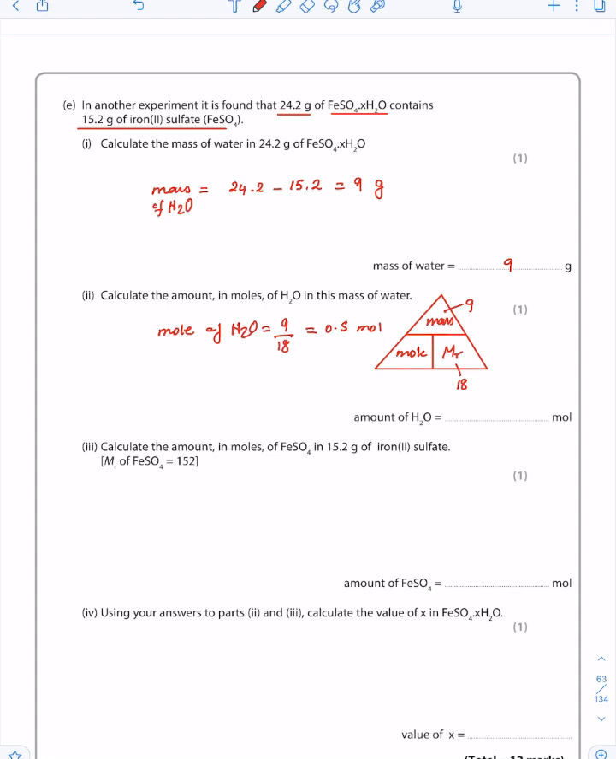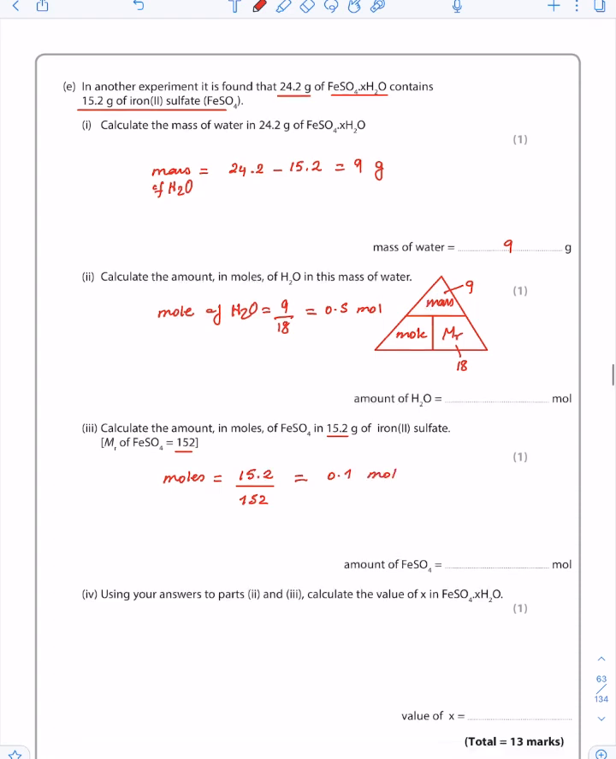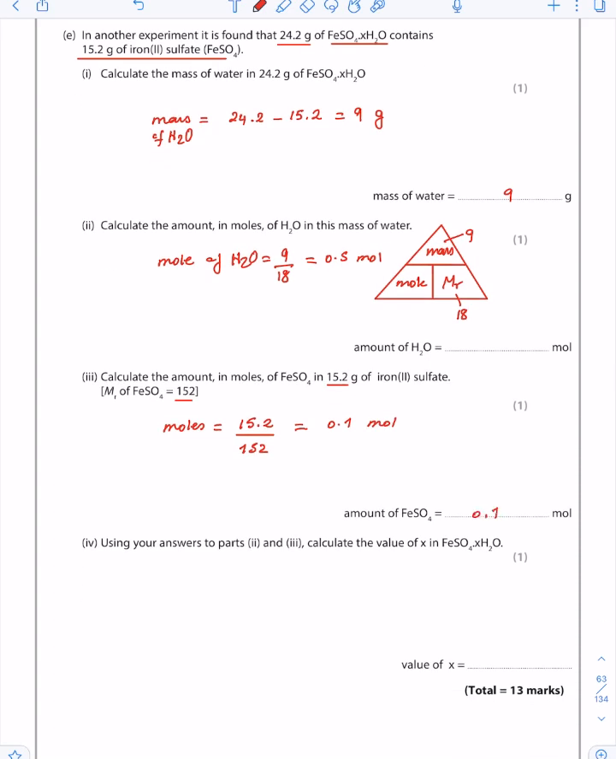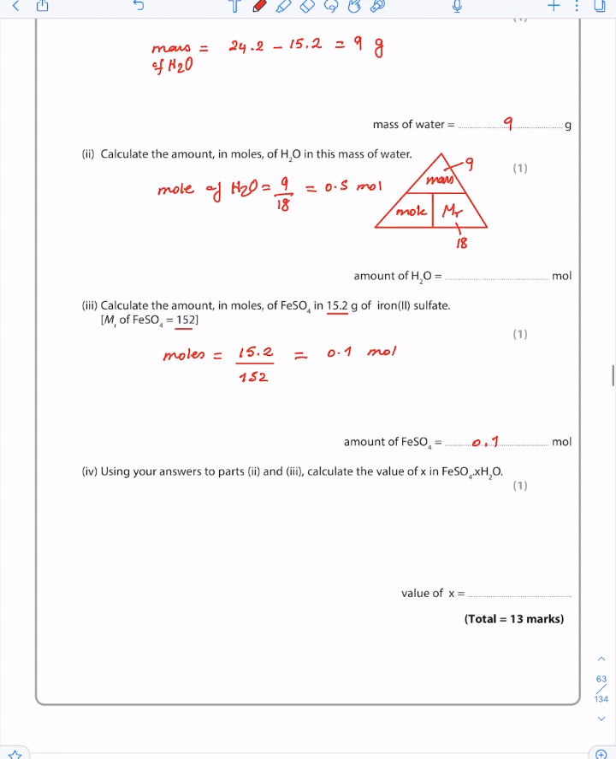Calculate the amount in moles of iron sulfate in 15.2 gram of iron sulfate. نفس الكلام معنا المولز is equal to الماس اللي هو 15.2 over mr اللي هو given 152 برضو يطلع 0.1 مول. يبقى هنا الانسر 0.1 مول.